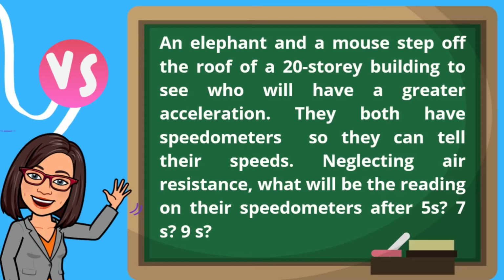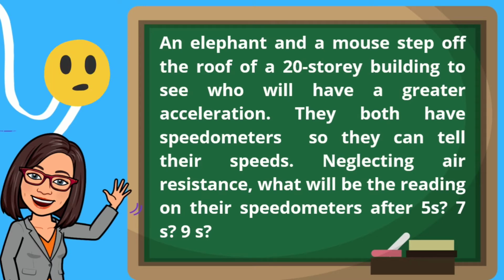I know that you are familiar with speedometers. Kung sumasakay kayo sa mga vehicles, especially sa mga cars, pag nasa unahan kayo, or even sa motorcycle, meron kayong makikitang gauge doon na pumapalo pagka tumatakbo yung sasakyan for us to know the speed. So take note, they want to know their speeds after 5 seconds, 7 seconds, and 9 seconds. But there's a twist. Kung twist nga bang matatawag, that is neglecting air resistance.